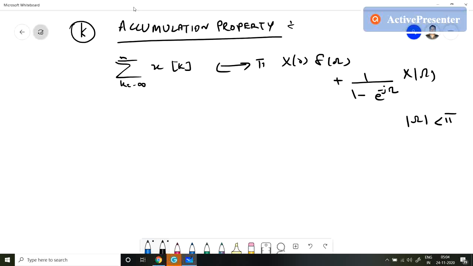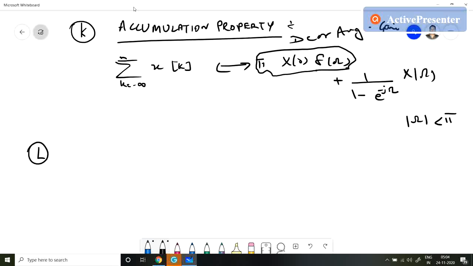The impulse term on the right hand side reflects the DC or average gain. This impulse term is basically the DC or average gain, the result due to accumulation.